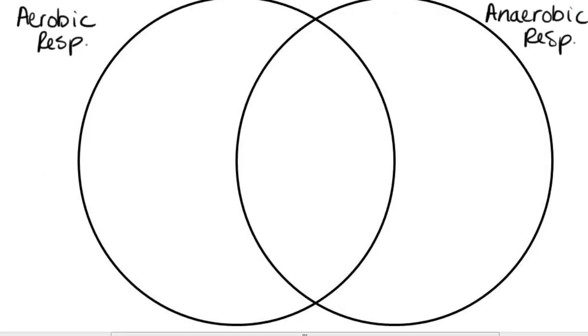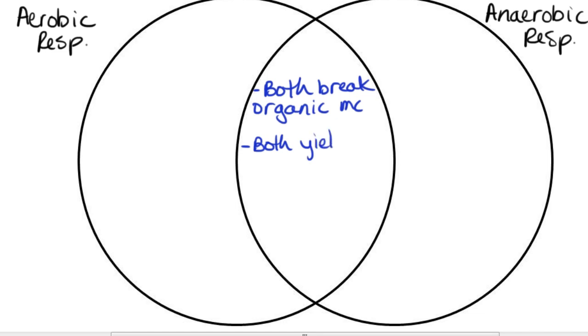Let's take a few moments and talk about the differences and the similarities between aerobic respiration and what we call anaerobic respiration. First off, if we talk about what they have in common, both break down organic molecules. The reason that they both do that is that they both yield energy. Another thing in common is that they both start with glycolysis. And if they're both starting with glycolysis, that also says that they both start in the cytoplasm, because that would be the location of glycolysis.